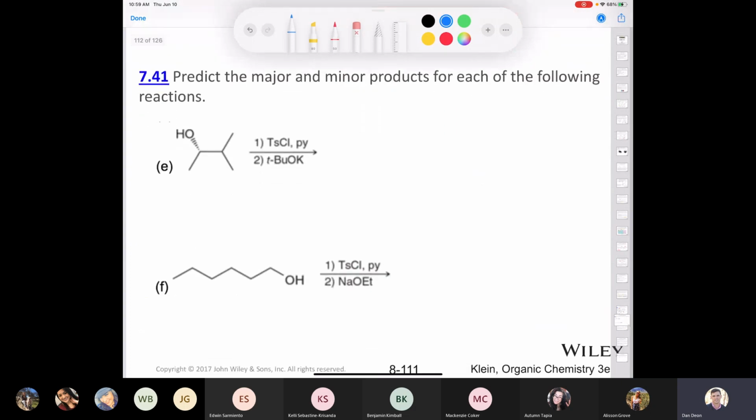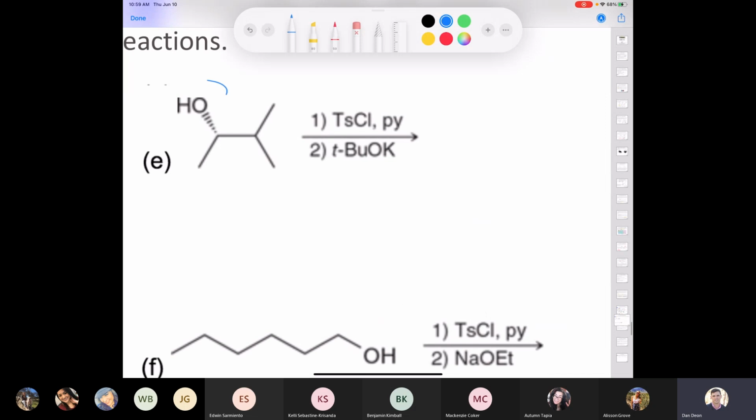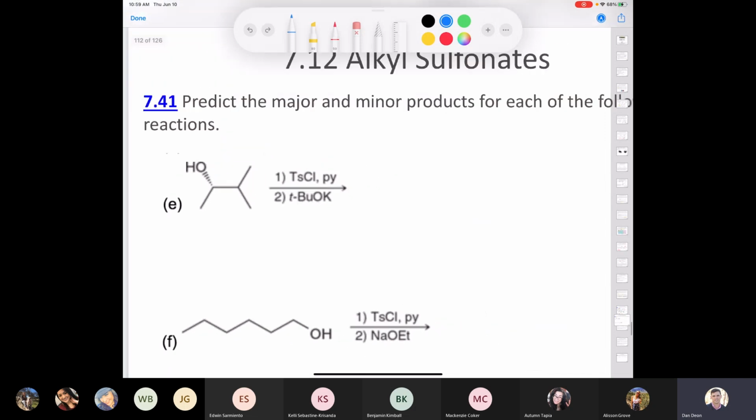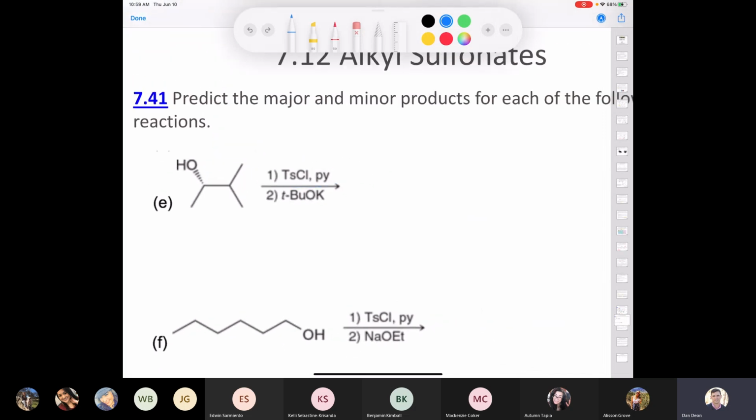So with that in mind, let's get a little practice. It says predict the major and minor products for each of the following reactions. If we were to start out with this alcohol, we've got a chiral center. You see that the alcohol is on a dash, but remember, when we treat it with tosyl chloride and pyridine, in the first step we retain the configuration. Nothing changes. So we still have our dash, but now we have OTs. That's the same thing as if I was to write this. It's the exact same thing.